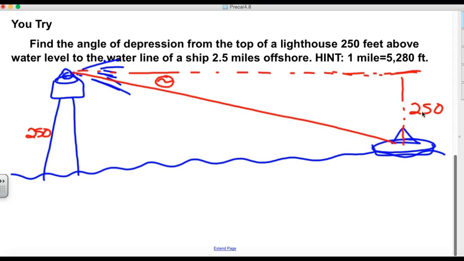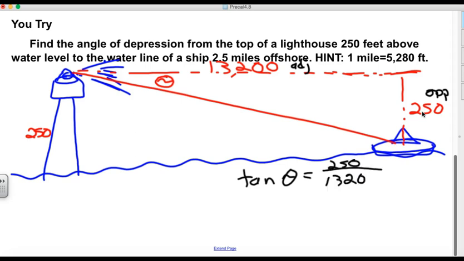Now, we need to convert that to feet, because the height of our lighthouse is in feet. So we gave our hint that 1 mile is 5,280 feet. So 2.5 miles is going to be 13,200 feet. So this length is 13,200 if we convert those miles into feet. Now, which trig function do we need? Well, 250 is the opposite side from our angle, and 13,200 is the adjacent side. So opposite and adjacent is tangent. So we do tangent of theta again equals the opposite 250 over the adjacent 13,200.